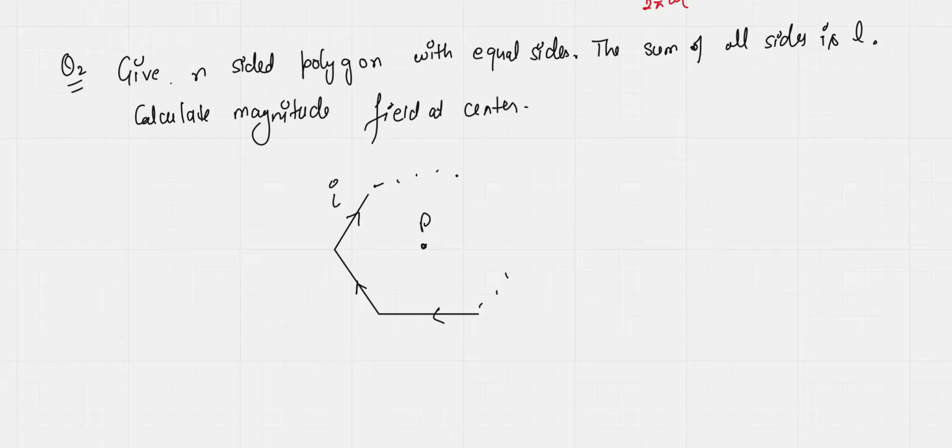Whatever formula we are going to get, because you know what a circle is. A circle is basically a polygon having infinite sides. So in whatever formula we derive, if we take n equals infinity, we will get the magnetic field due to a circle. So yeah, we'll be covering all closed shapes having symmetrical sides by this.